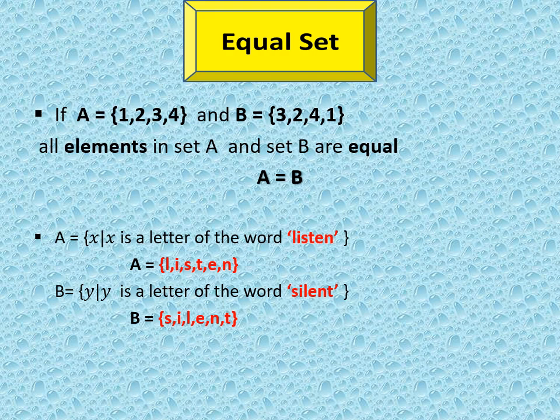A is a set of letters of the word listen. B is the set of letters of the word silent. If you observe, all the elements in set A, all the alphabets in set A, are in set B. Therefore, we can say that set A is equal to set B, which are equal sets.